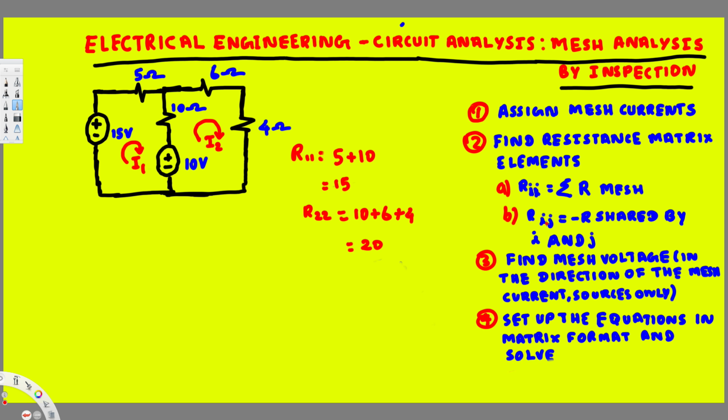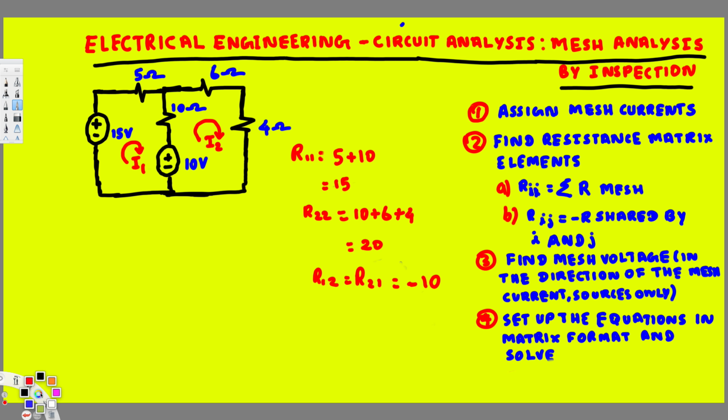After that we have to find the resistance in between the two, that is shared by the 2. So here the resistance that is shared by these two meshes is going to be 10 ohm. So R12 is going to be 10 ohm, also R12 and R21. But here we have to put one more thing, that is we have to put a negative sign, right?